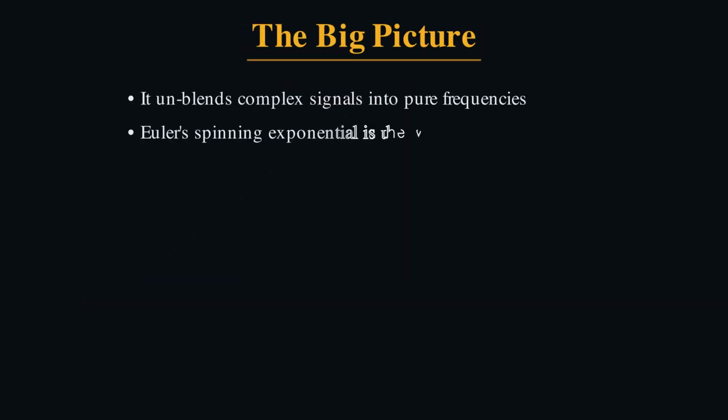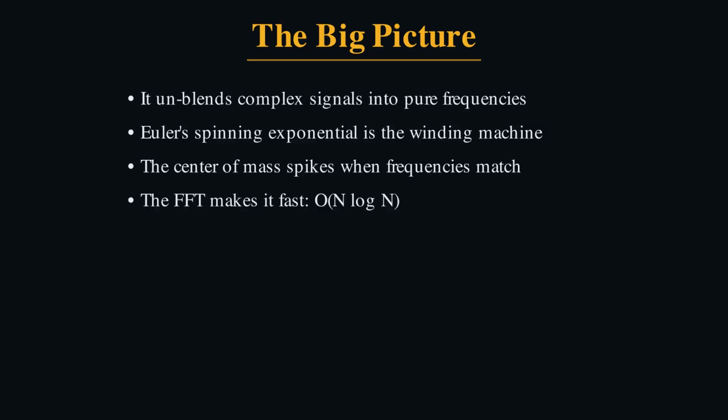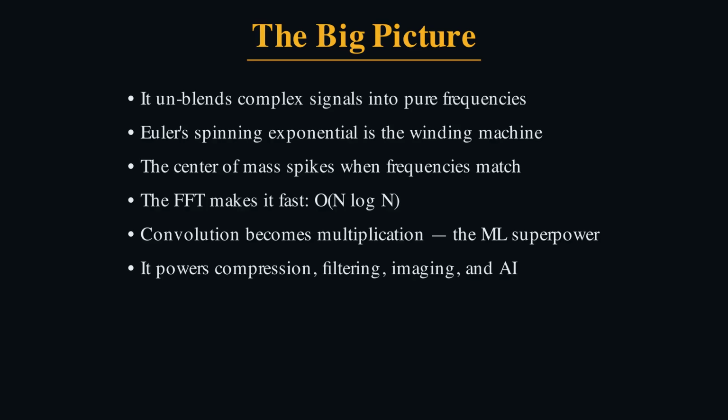To recap, the Fourier transform is a mathematical unblender. Using Euler's spinning exponential, it winds a signal around a circle and measures the center of mass to reveal the frequencies hidden inside. The fast Fourier transform makes it lightning quick, and the convolution theorem makes it the secret engine of filtering and machine learning. Master this one idea, and you gain an entirely new lens for understanding data, sound, light, and the universe itself.